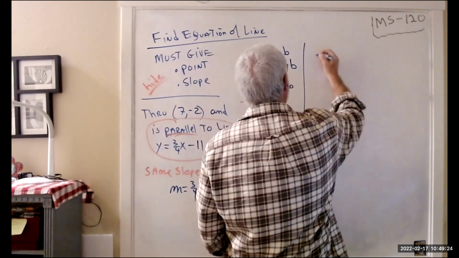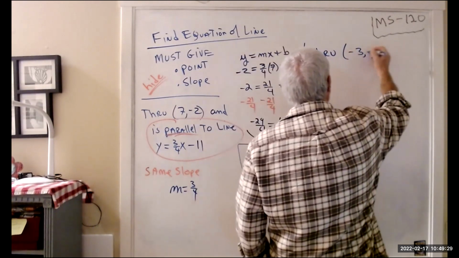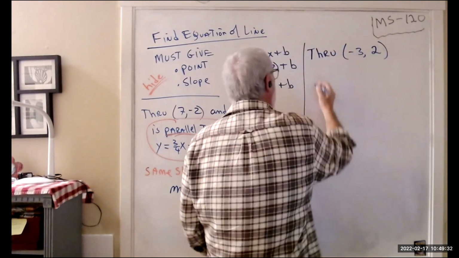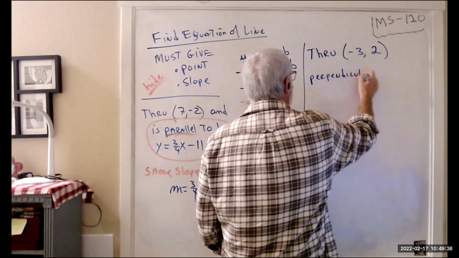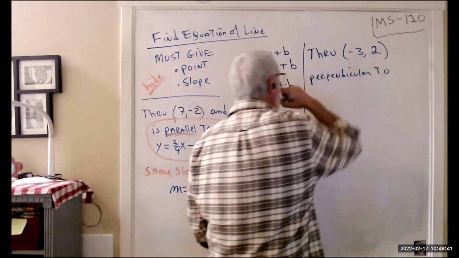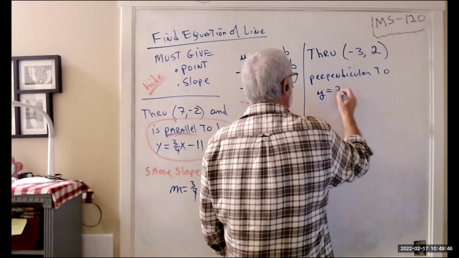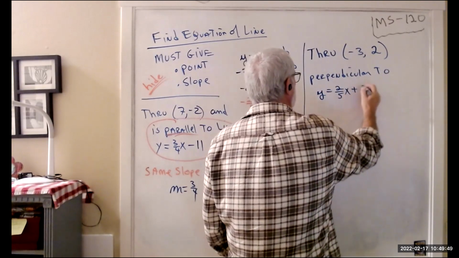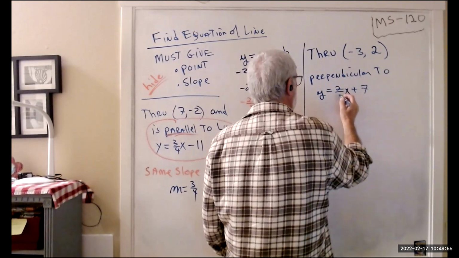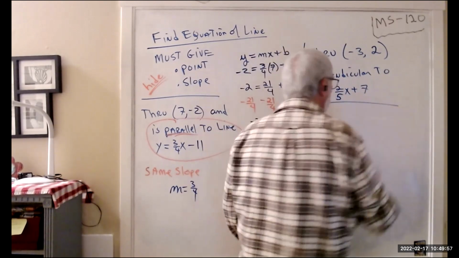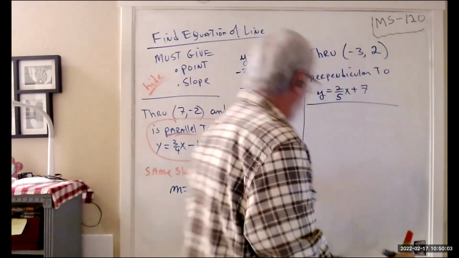All right, then we're going to move to a slightly different problem. I want the equation of a line that goes through, let's say, (-3, 2). I'm just making up this point, but is perpendicular to y equals 2/5 x plus 7. All right, this is trickier. I'm not going to have you work on it. I want to explain what it means.